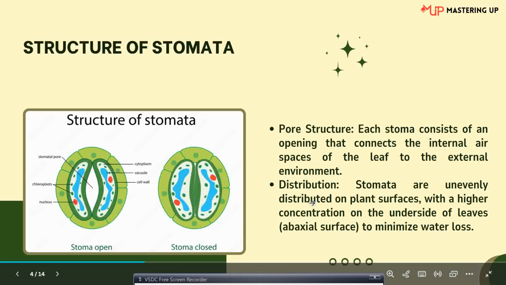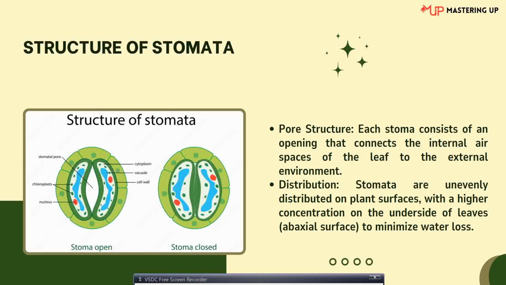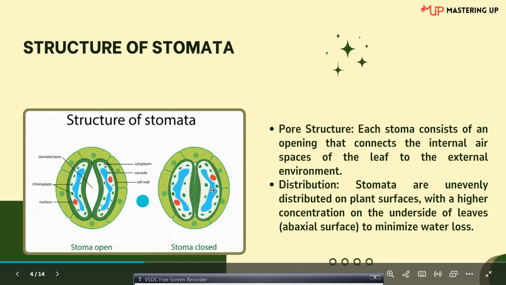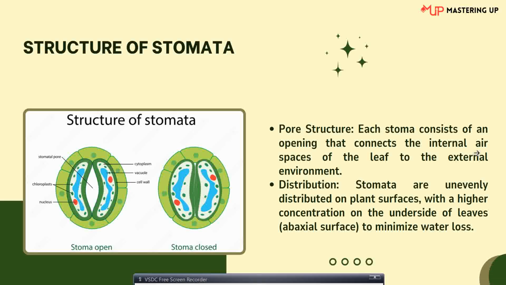Now coming to the structure of stomata, you can see here the two structures, closed and open stomata. As per the movement of the guard cell, the stomatal pore becomes closed and open. The pore structure: each stomata consists of an opening that connects the internal airspace of the leaf to the external environment. When we studied leaf structure, we saw there is an airspace present under the stomatal pore, right? So this stomatal pore connects the airspace in the leaf to the external environment. The stomata are unevenly distributed on the plant surfaces, with higher concentration on the underside of the leaves, the abaxial surface.